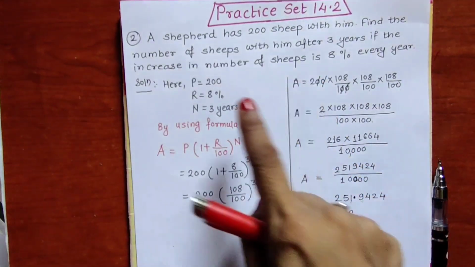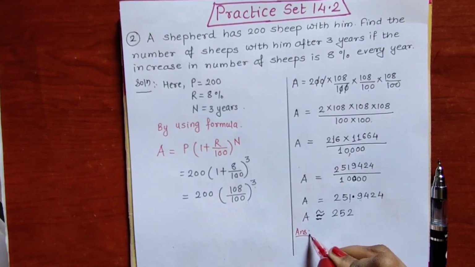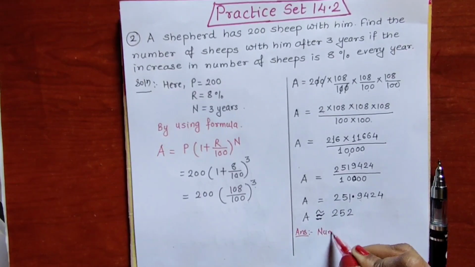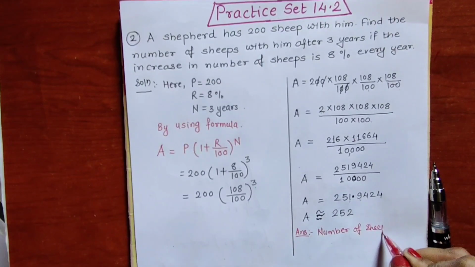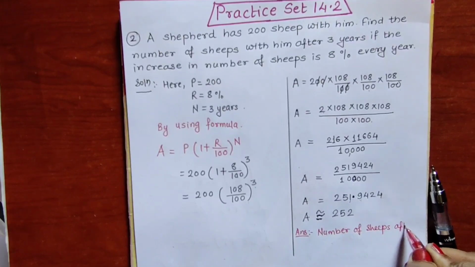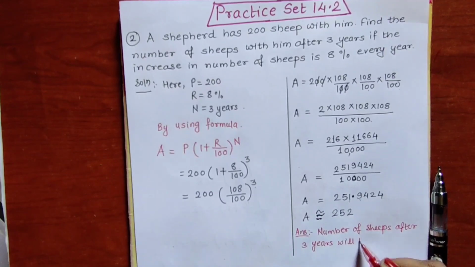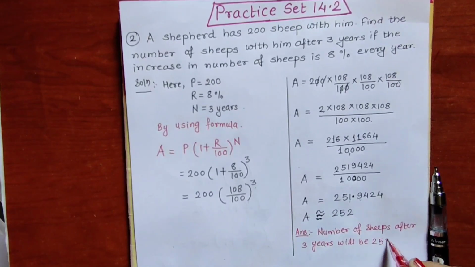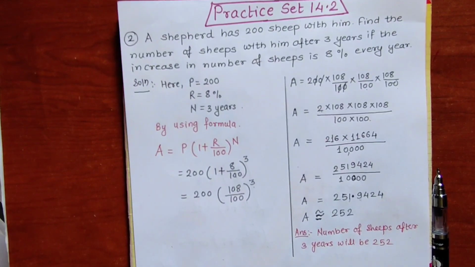Therefore, the answer we should write: the number of sheep after 3 years will be 252, or 252 sheep will be there after 3 years. You can write any statement.